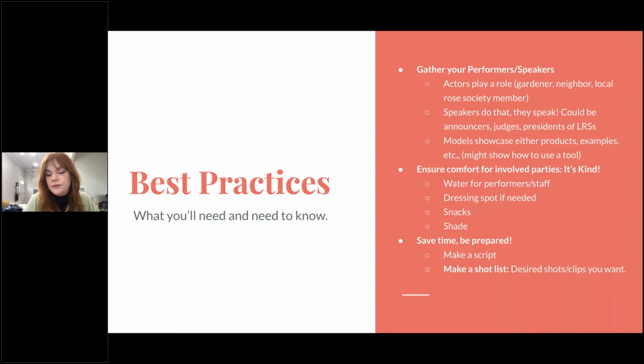And then you also have somebody like a model. Models will showcase either products or, obviously, clothing, but in y'all's case, it'll be products. It might be a rose growing tool. So let's say you wanted to do some B-roll of somebody actually pruning a rose while you're talking about how to prune a rose and when you should. You would have a speaker talking about how to do it. You'd have an actor showing them, and then you might have a model who's holding the tool, and you just do a close-up of them actually on the rose.